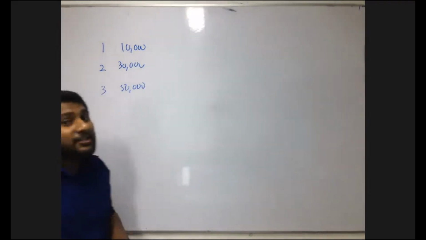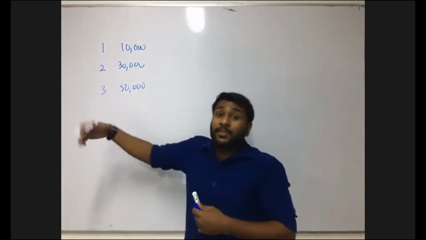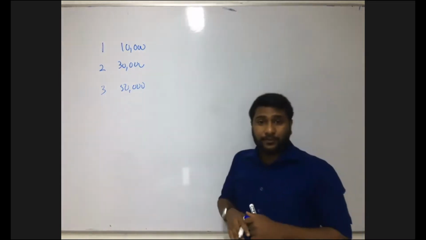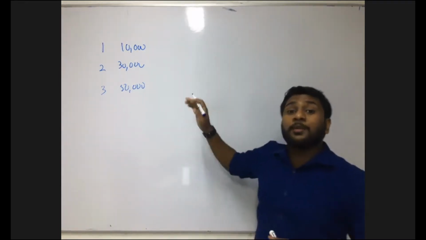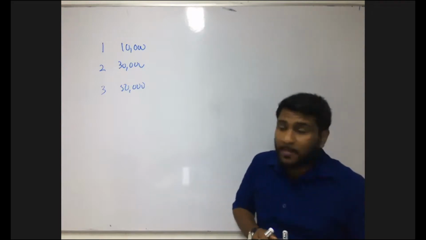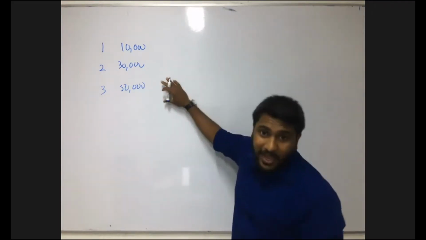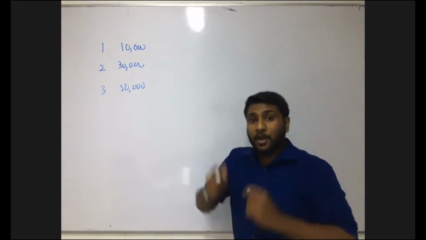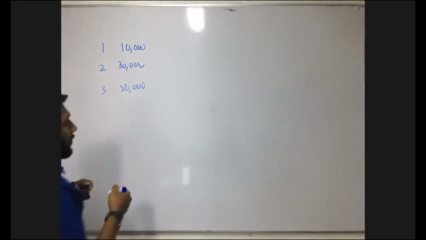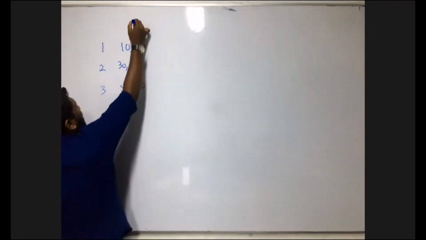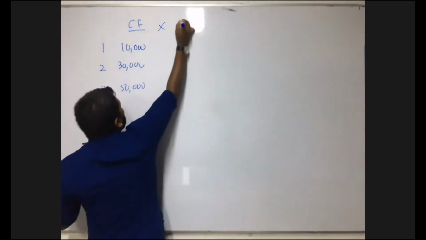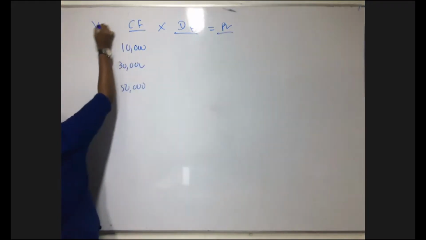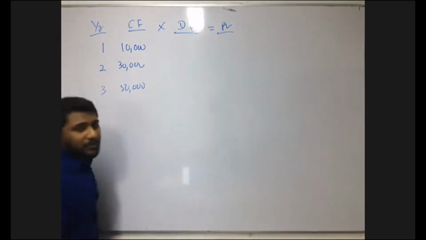Now, these are the cash flows that he is expecting to get for the next 3 years. I am asking you to find the total present value of the cash flows. If you are using the formula, you have to apply the formula for all 3 cash flows and get the present value separately for each. Just now we learned a method to find the present values. What's the method, guys? Cash flow into discounting factor will give you the present value.